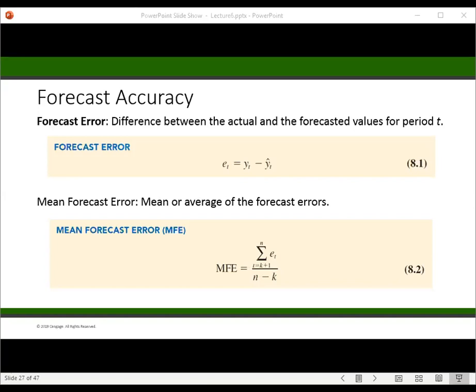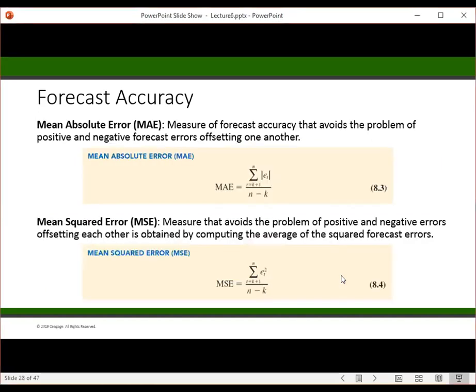And then the mean absolute error is where, instead of the error value itself, we take the absolute value of it. Again, that way we don't offset the minuses from the pluses to get a lower error rating. Same thing with the mean squared error. We're not going to have the pluses and minuses offsetting each other that way. And you can see the formulas for each of those right here.